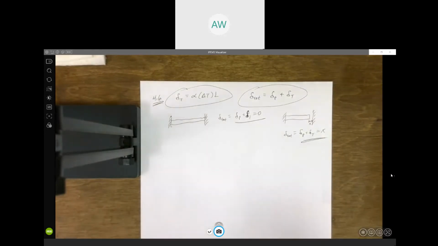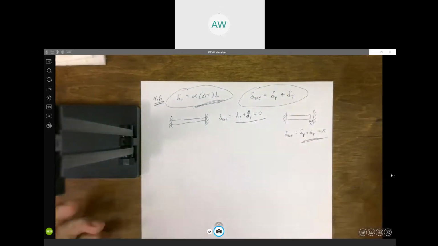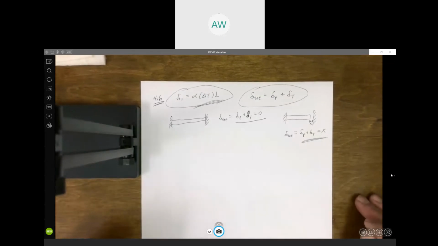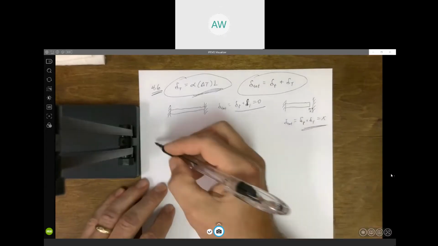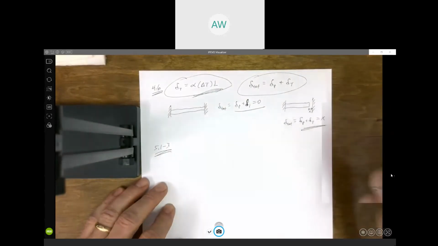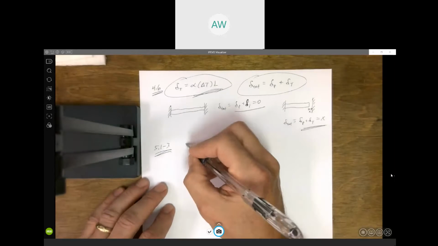So really, again, in chapter 4, as far as new formulas go, PL over AE and alpha delta TL. Those are the two really new formulas that you're going to be applying and using in chapter 4. All right. And so then we got to the twisting, right? We got to chapter 5. Now here we do have a couple of new formulas that you do need to know.